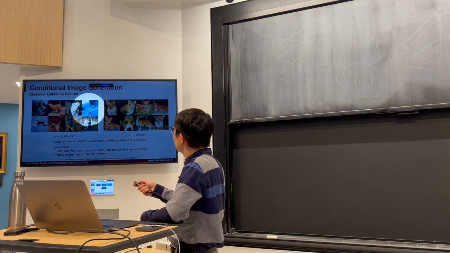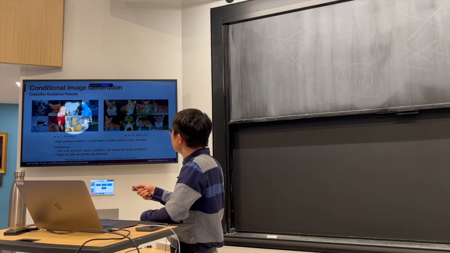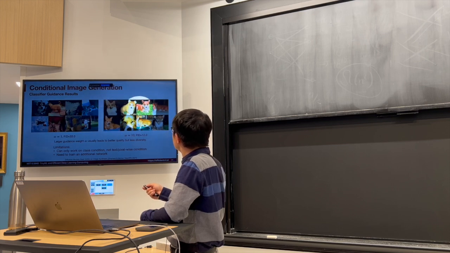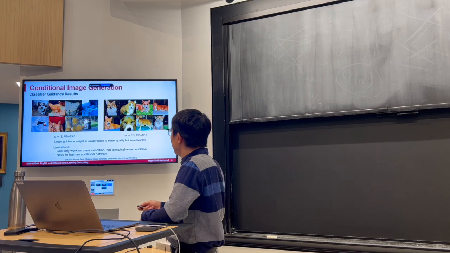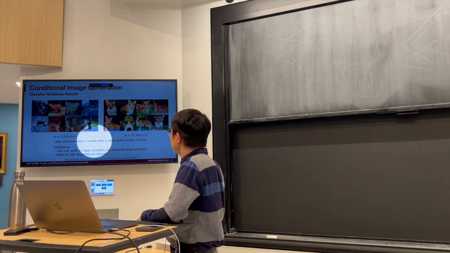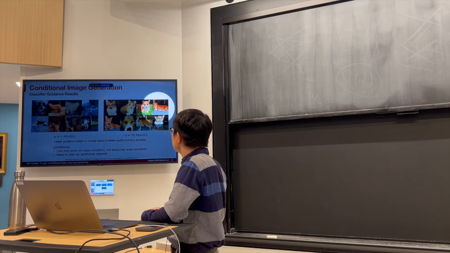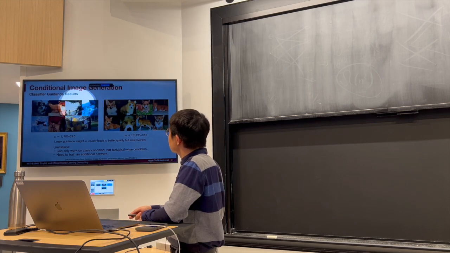With a very small omega, the generated image is sometimes confusing. It is not a dog, but on the right hand side, the fidelity is much better. So larger guidance w leads to better quality but less diversity. So the diversity is very poor, versus here there is much diversity, on the grass and in the snow.